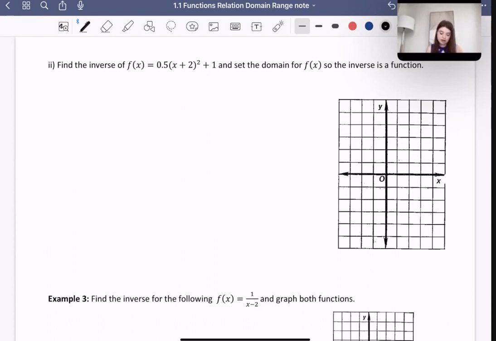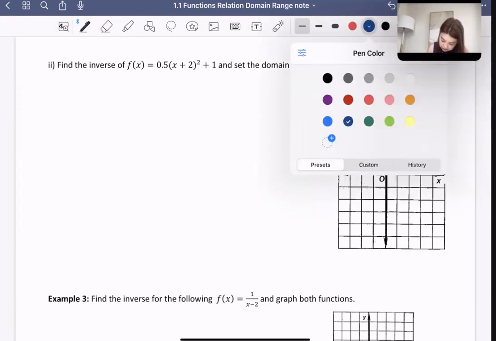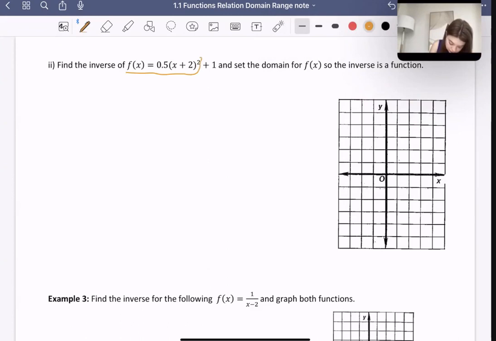So the first thing I'm going to do is graph the original. I think I'm going to graph the original in orange. So I will just box this in orange to show that this is my original function, or I'll underline it. I think that's good enough. So how do we graph a quadratic again? Let's do a quick review on this.